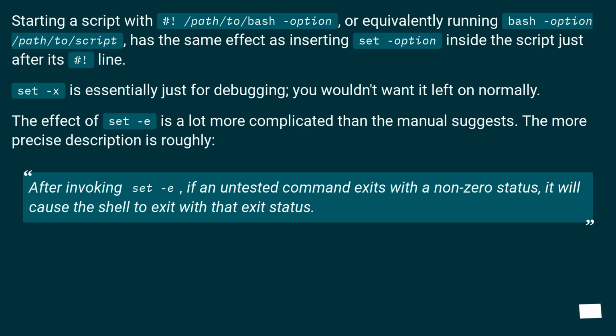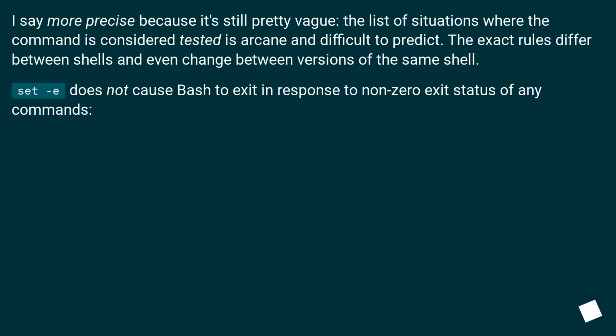The effect of set -e is a lot more complicated than the manual suggests. The more precise description is roughly: after invoking set -e, if an untested command exits with a non-zero status, it will cause the shell to exit with that exit status. I say more precise because it's still pretty vague. The list of situations where the command is considered tested is arcane and difficult to predict. The exact rules differ between shells and even change between versions of the same shell.